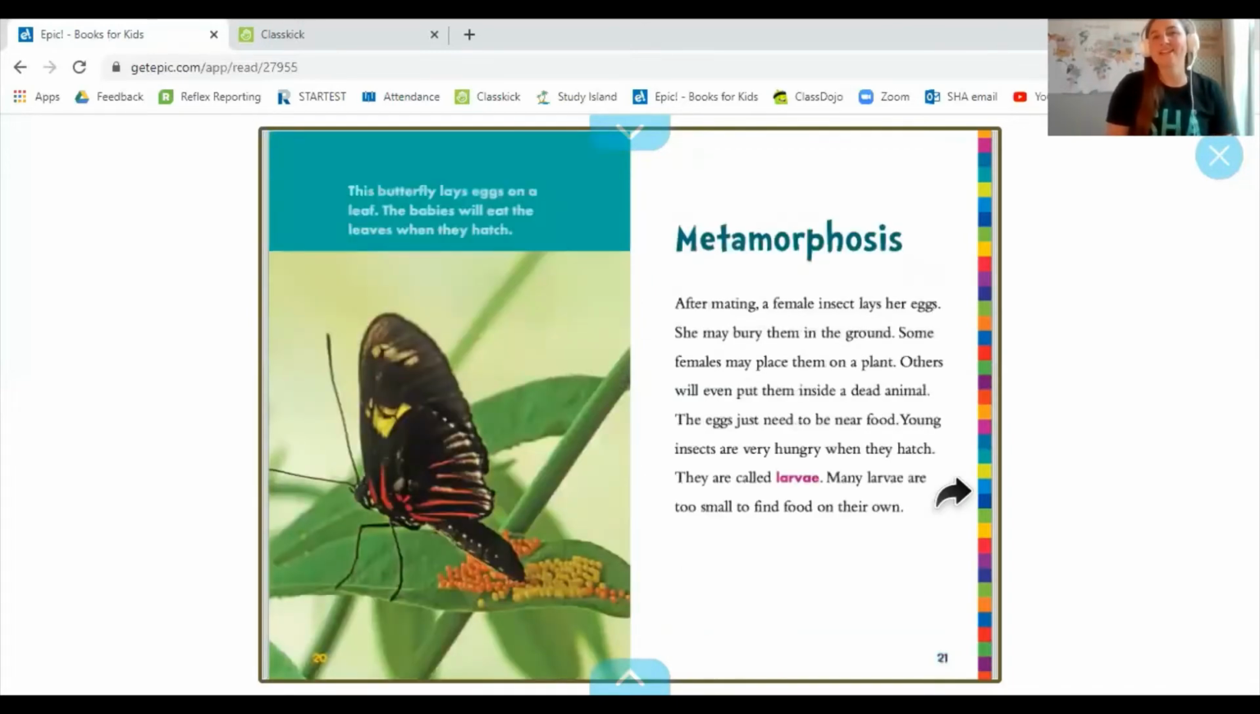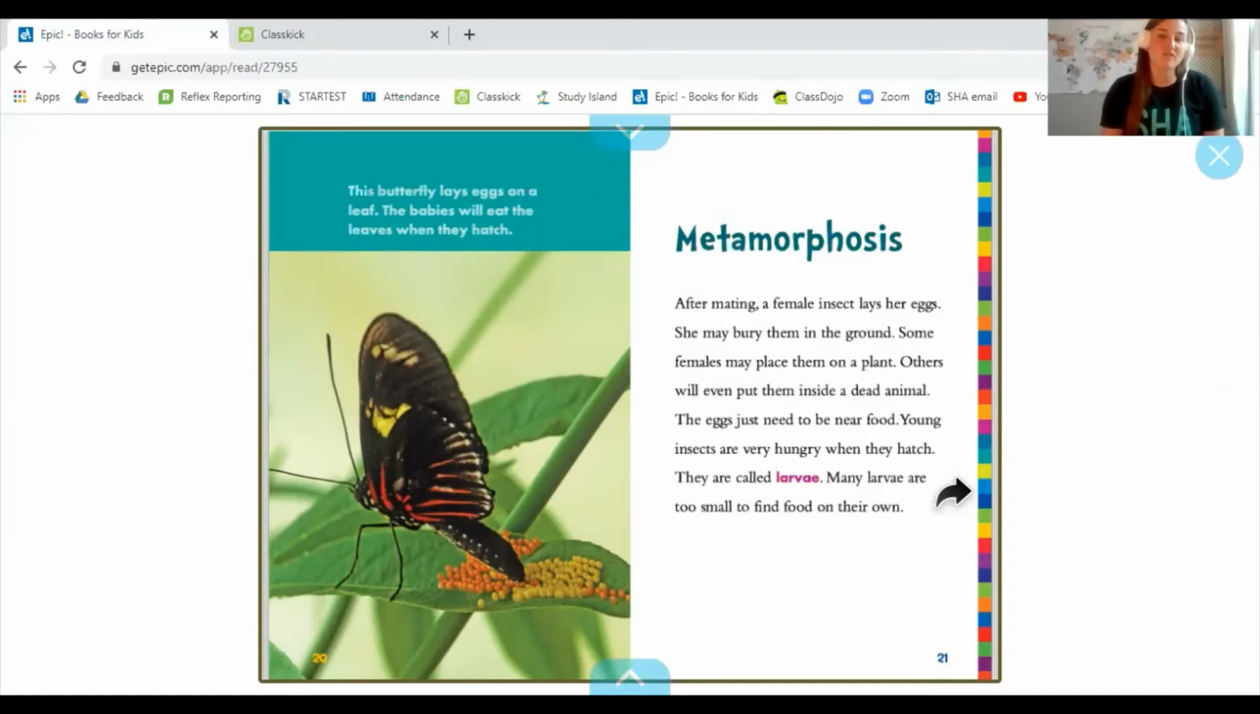This butterfly lays eggs on a leaf. The babies will eat the leaves when they hatch. Metamorphosis. After mating, a female insect lays her eggs. She may bury them in the ground. Some females may place them on a plant. Others will even put them inside a dead animal. The eggs just need to be near food.